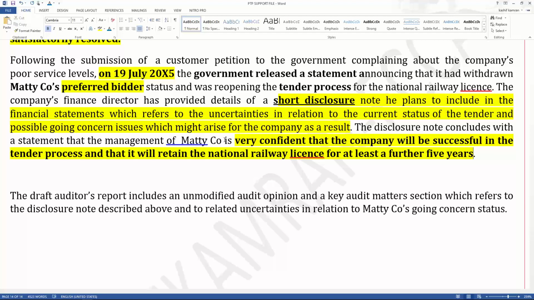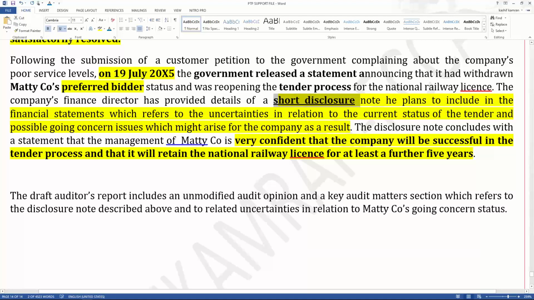On one side, they've lost the preferred bidder status. And on the second side, the company is still confident they will win the license. They might. We're not saying they're totally wrong. But there is a material uncertainty, which should be disclosed in the notes to the financial statements. But the problem over here is they're giving a short disclosure.